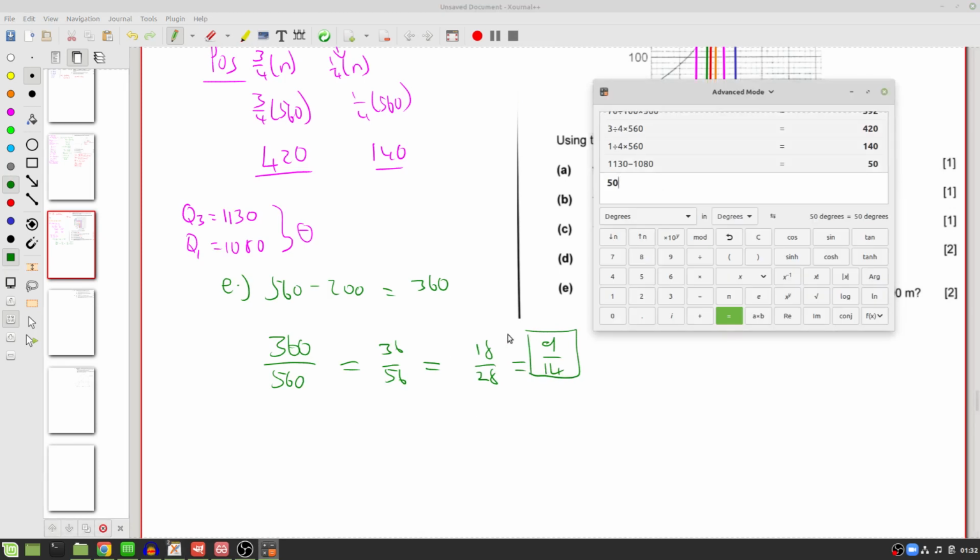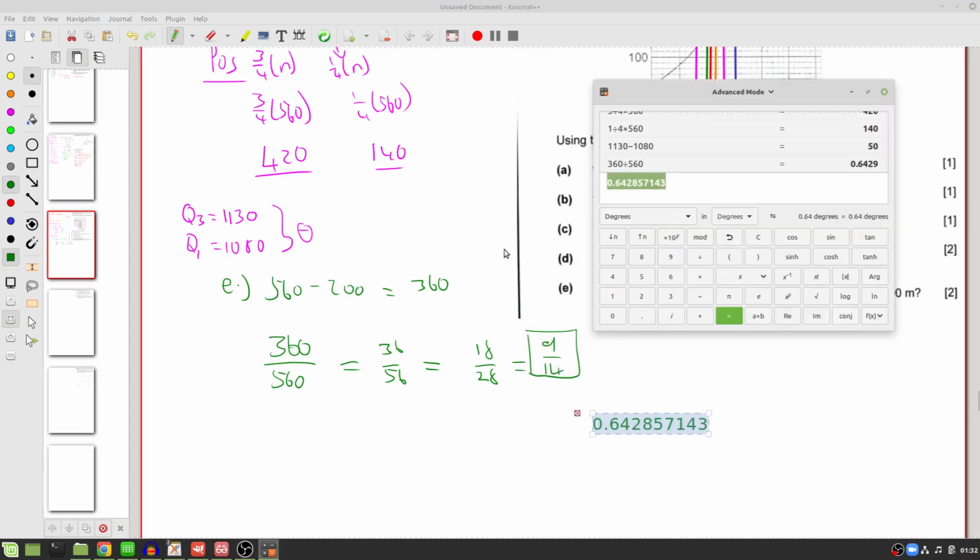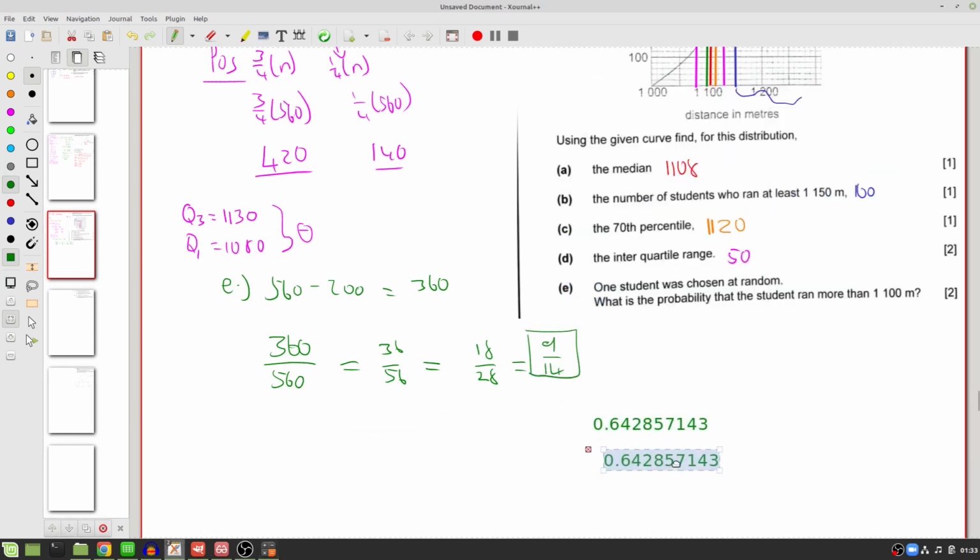Let's just make sure on the calculator, just to make sure I'm not lying to you. I'm not getting a fraction on this calculator, so let's see what happens if we type 9 over 14. It looks pretty much the same. Okay, there we see, it's the same value. So 9 over 14, that's the probability.